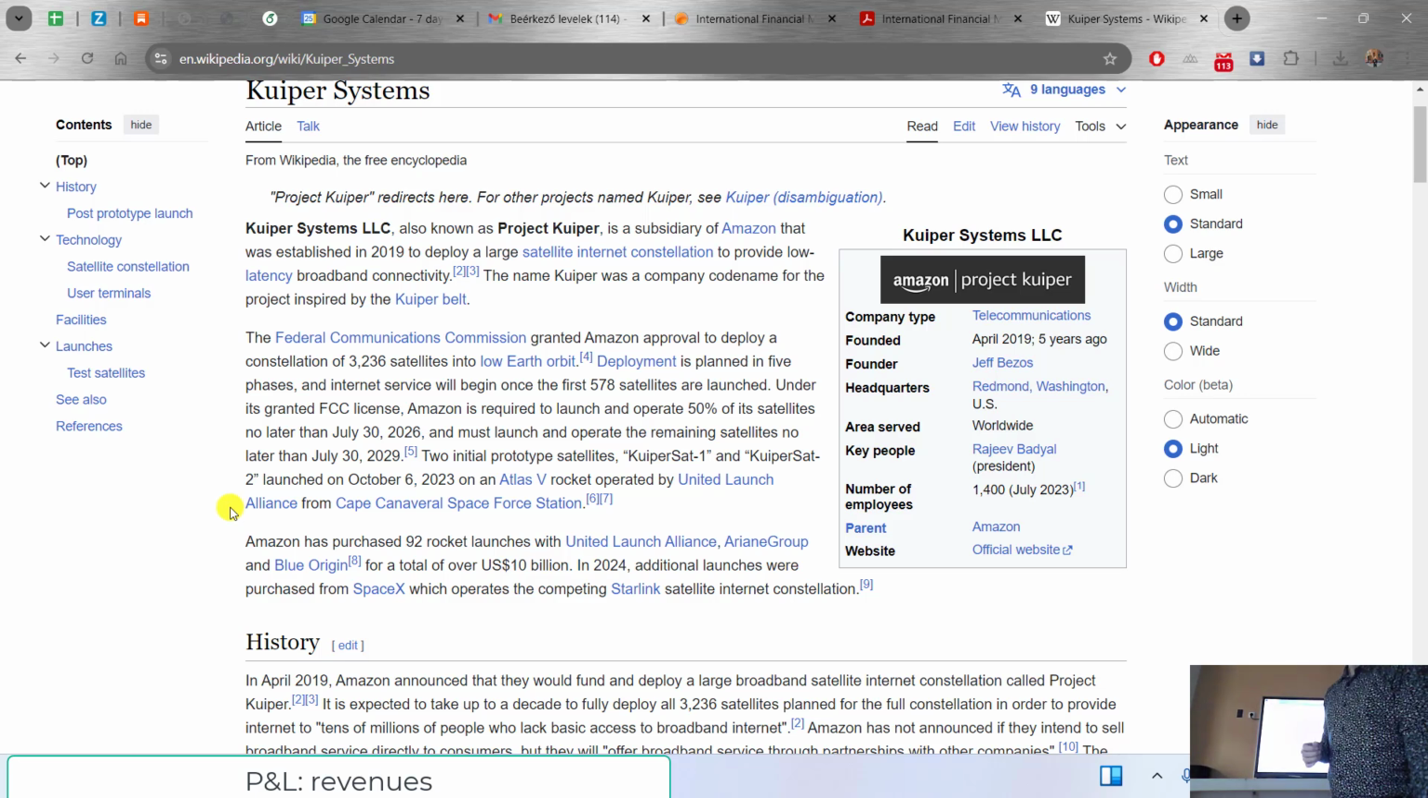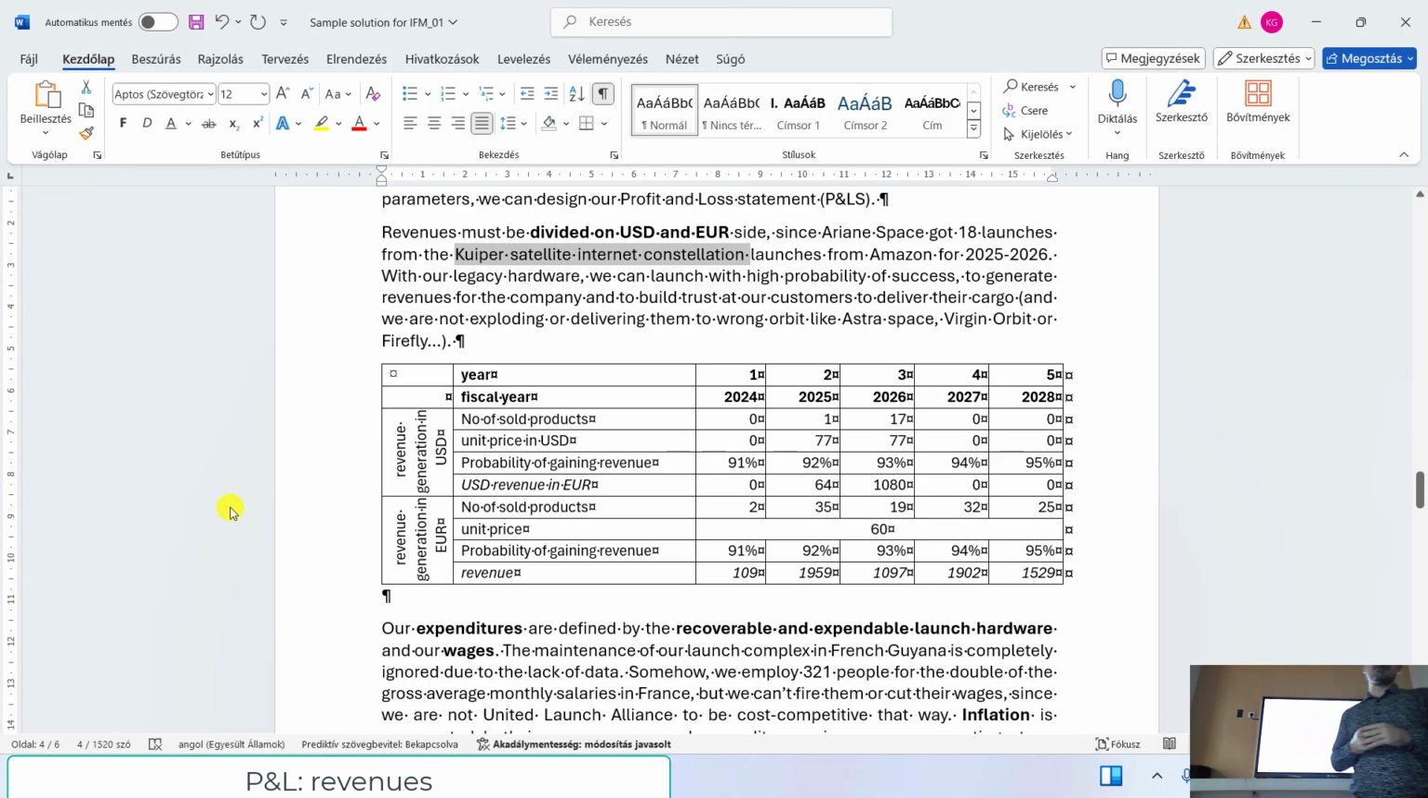But luckily we have some nice ordering, so we can see that 18 launches will happen within the next several years, during 2025 and 2026. And it's good. As a result, we will also have currency risk, currency exposure, because obviously they will pay us in US dollars. Which is good, because somehow we should also build in exchange rate risk, to manage exchange rate risk at the end of the day in the case study.